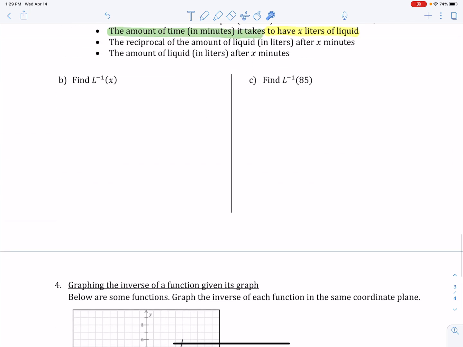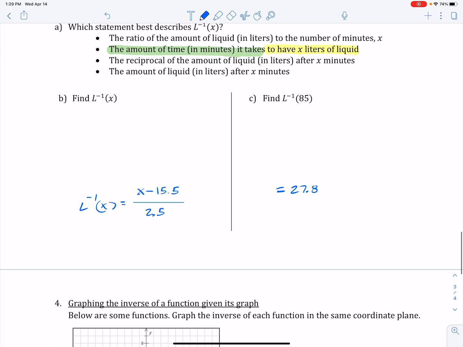Let me give you the answers. You will have here negative 1 of x equals x minus 15.5, and then you're going to have 2.5 down here at the bottom. And then over here, when you apply that formula up here, you'll have 27.8, and it's in minutes. The letter C you should not get wrong, because technically you don't have to do any math other than plug in the 85 into the formula right here. So this one you definitely shouldn't get wrong.